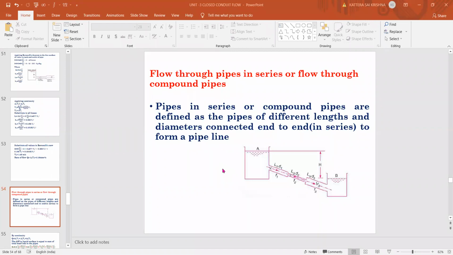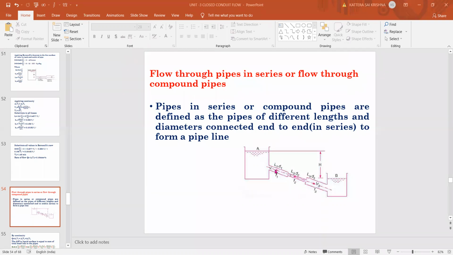So our next topic in this third unit is flow through pipes in series. Already we know what the word series means. They are connected one by one, one after the other. There is another name for this, also called compound pipes. Different sizes of pipes are connected, or a single pipe with various diameters.